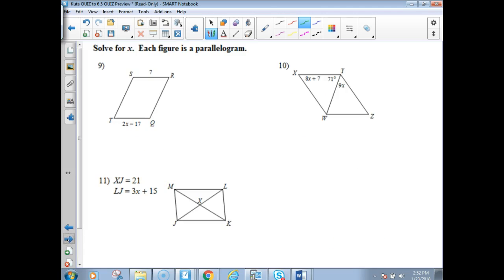Okay. Number 9, this is a property that is not about angles. The opposite sides of a parallelogram are congruent. So 2x minus 17 is equal to 7. We would add 17. 2 times x is 24. Dividing by 2 gives us x is 12.